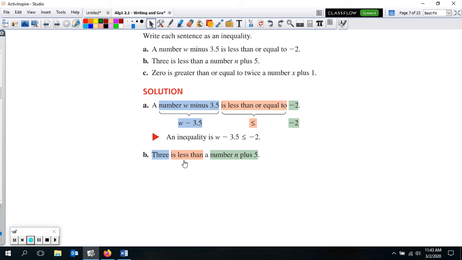And now we have a 3. The is less than. Less is again going this way. And then just n plus 5. There it is. And now you just write that out as the inequality statement. 3 is less than n plus 5.